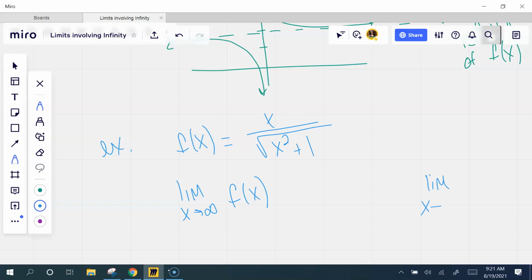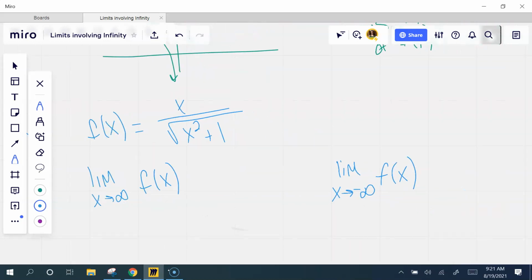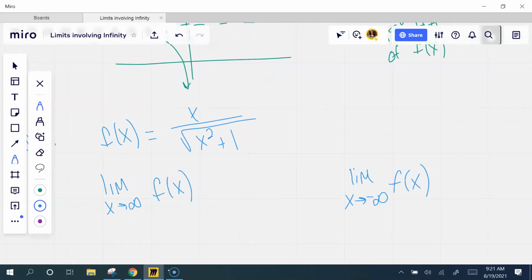Look at your calculator, take out your calculator, put this in y equals and go to your table and tell me what happens as x gets really, really big and as x gets really, really small. Is it approaching any specific value?